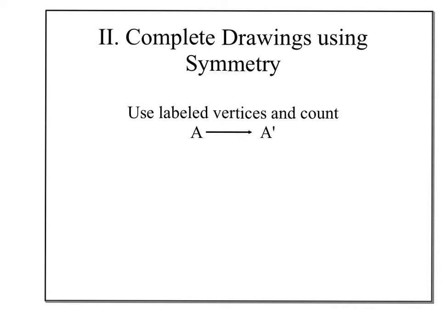Now the important part, the first image will be labeled with points A, B, C, etc. The second image will always be labeled as A prime, B prime, C prime. That little apostrophe means it's the second image. If there are 2 of them, it's the third image.